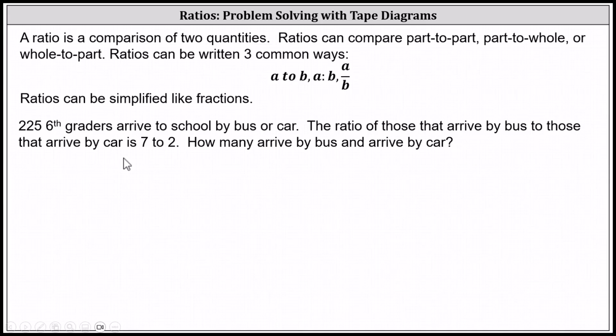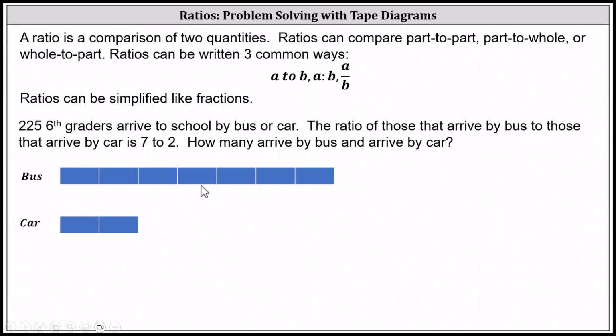And since 7 plus 2 is equal to 9, 9 would represent the whole, or all of the students arriving by bus or car. So we'll form two tape diagrams consisting of 9 equally sized parts, where 7 of the parts would represent the number of students arriving by bus, and 2 of the parts would represent the number of students arriving by car. And therefore the tape diagrams would look something like this.